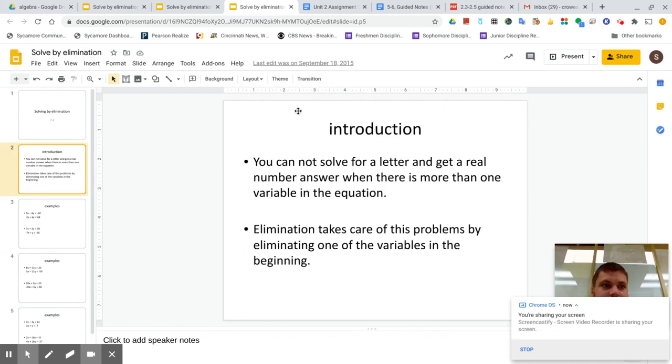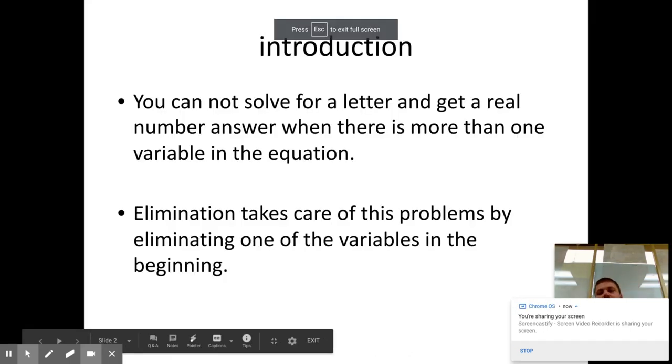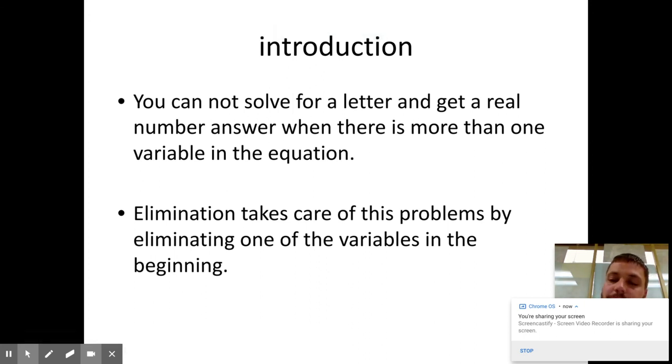All right, back at it again here. This is the last way we're going to learn how to solve a system of equations that has two equations in it. This is solving by elimination.